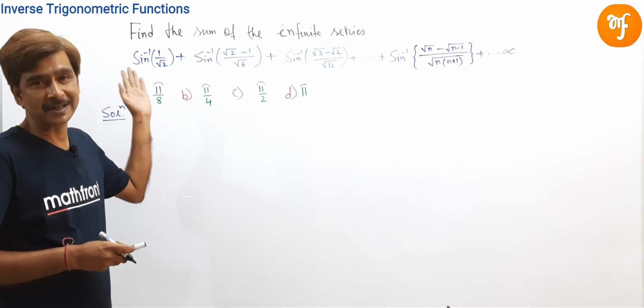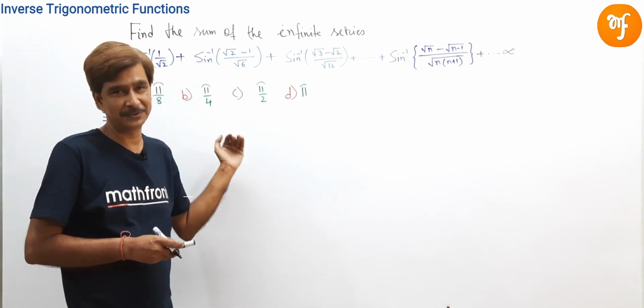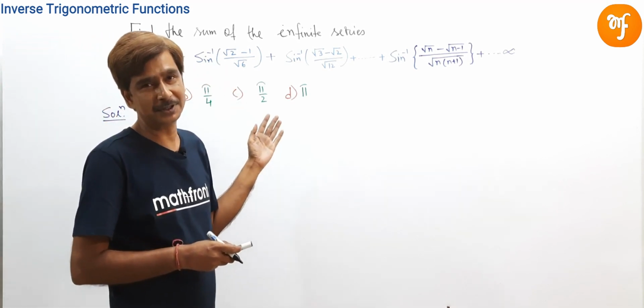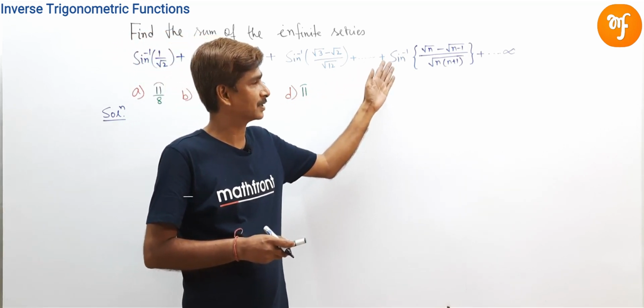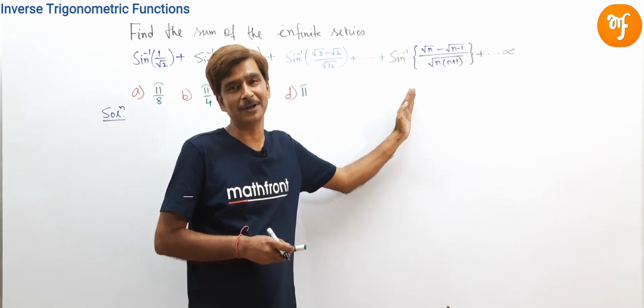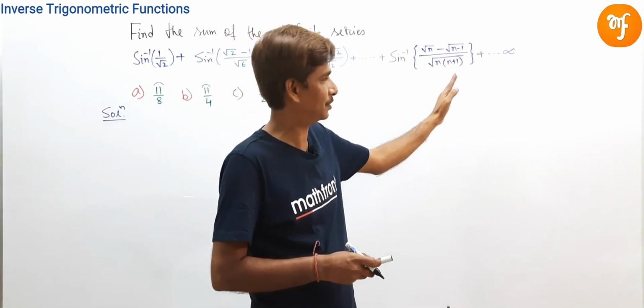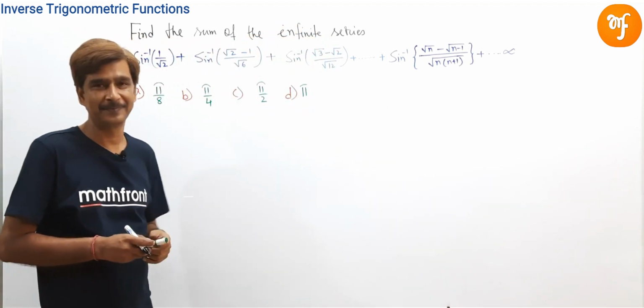The series is sine inverse of 1 by root 2, plus sine inverse of root 2 minus 1 by root 6, plus sine inverse of root 3 minus root 2 by root 12, plus dot dot, sine inverse of root n minus root n minus 1 divided by root of n into n plus 1, plus dot dot till infinite. Okay. And options are given.